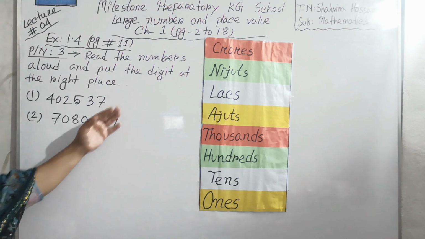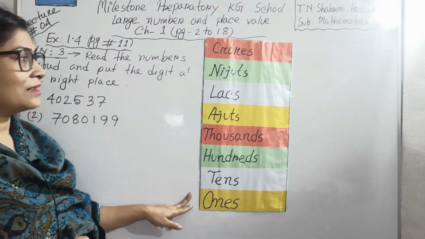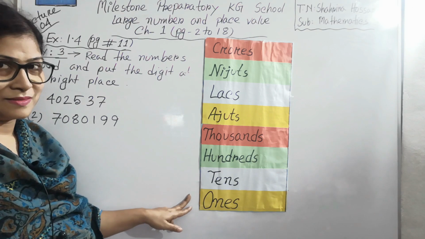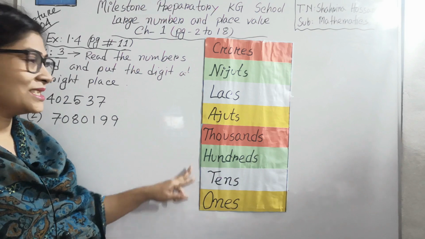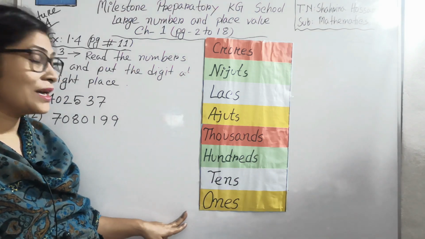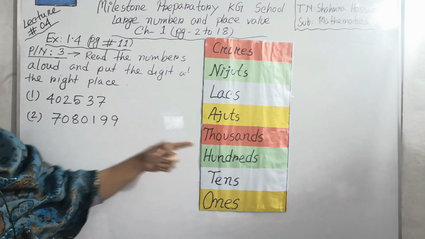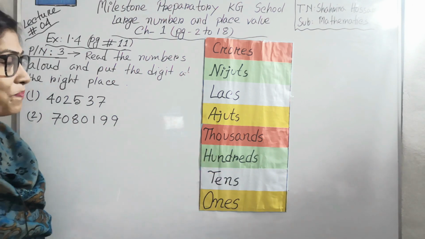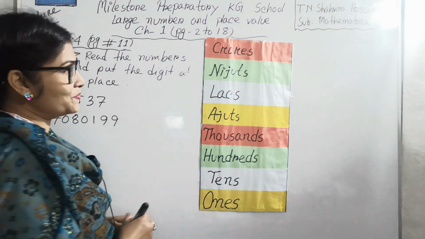Here see, I am hanging a chart. This is the place value line. I arrange this vertically. Now I will put this given number in that place. At first I will make a box.